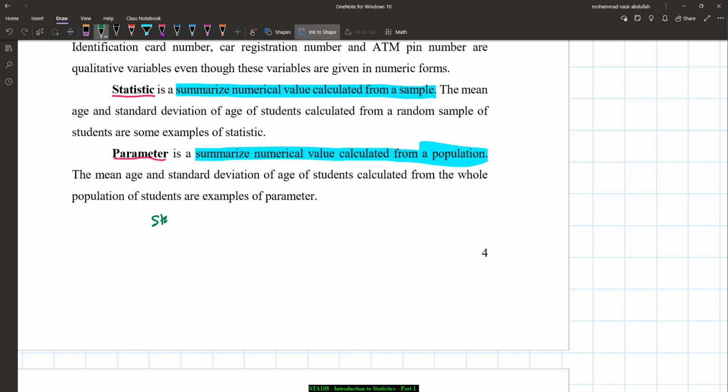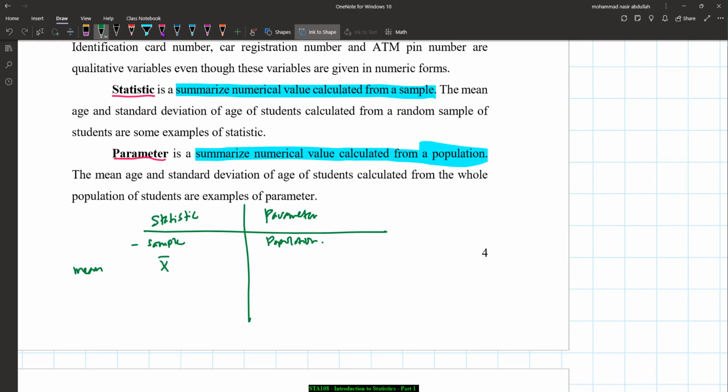So statistic and parameter. This is taken from the sample. This is taken from the population. Let's say mean: the symbol for the statistic, the sample mean, is X bar. The symbol for the parameter, the population mean, is mu. Standard deviation: the symbol is S for the sample statistic, and for the parameter it is sigma. There are many more, but we look at these first.